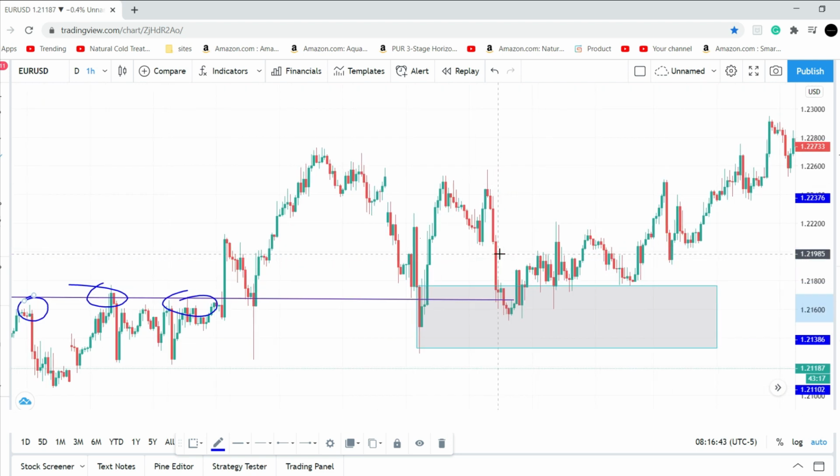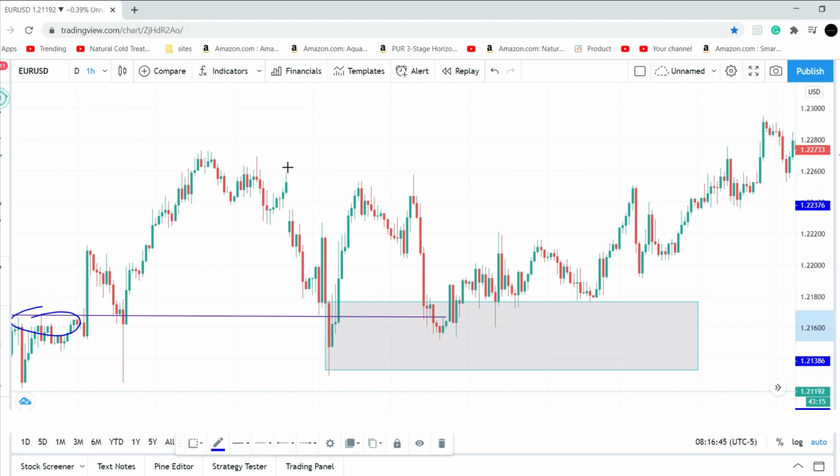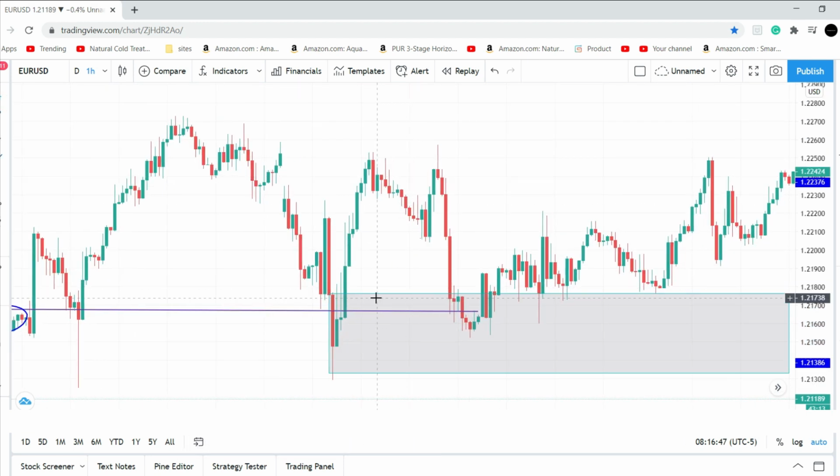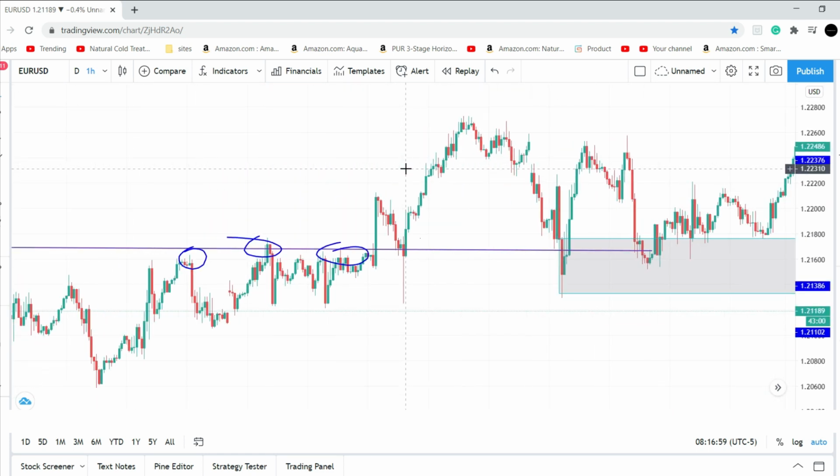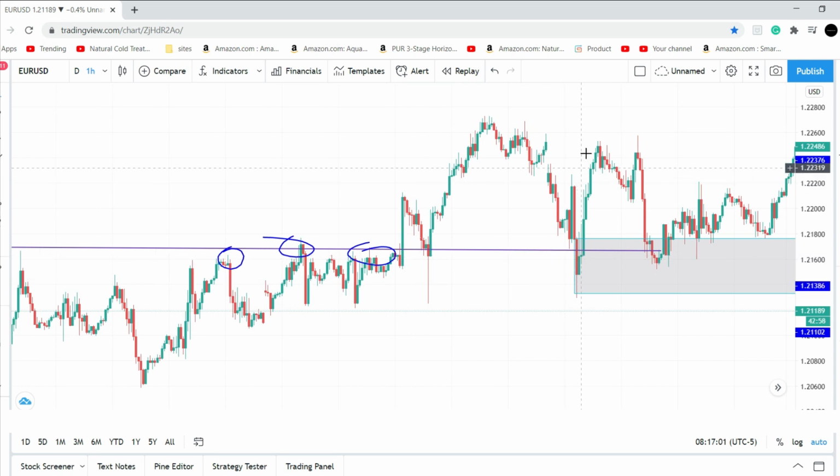So right here, what do we have? We have the market shooting up. I like to see green candles. If I'm looking for demand, a lot of green candles in a row. We have 1, 2, 3, 4, at least 6, 7, 8 green candles in a row. So we have the market coming back to this area right here. So this is exactly what we want, guys.